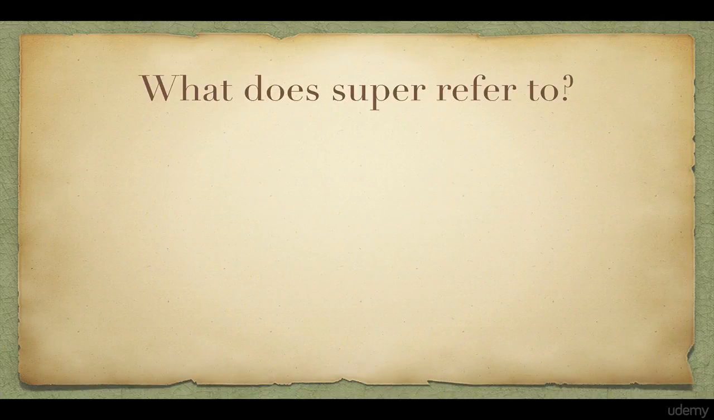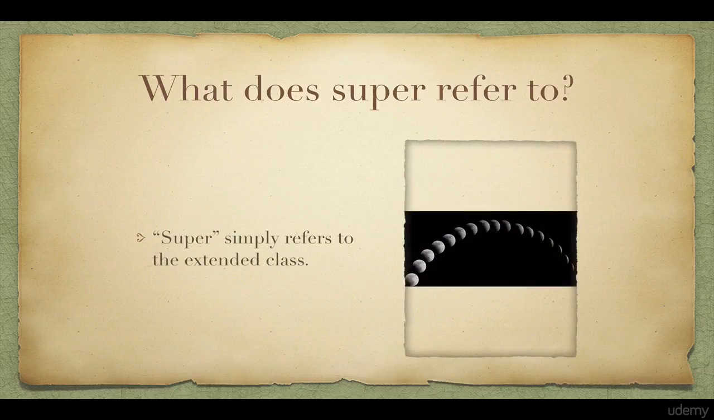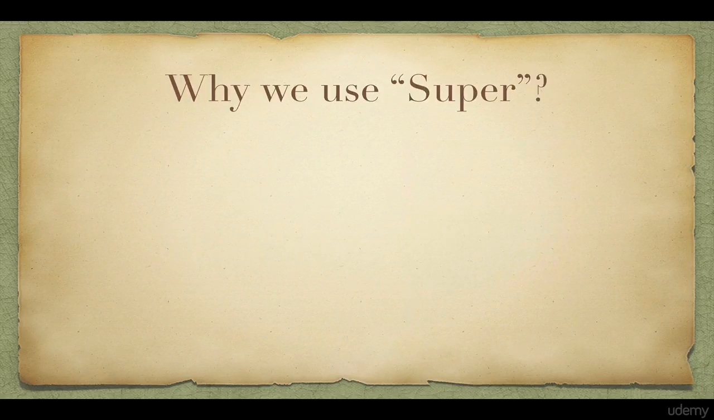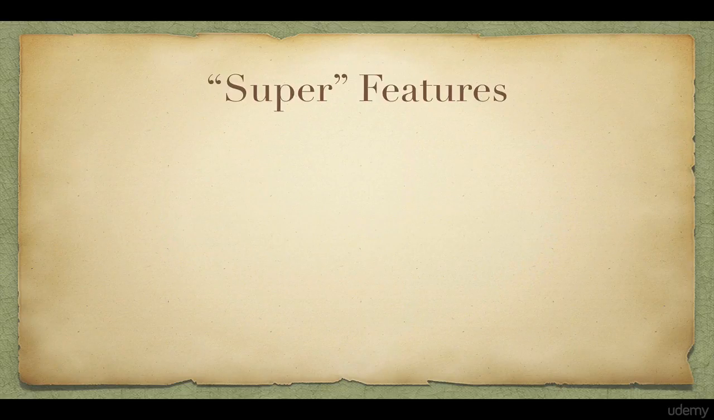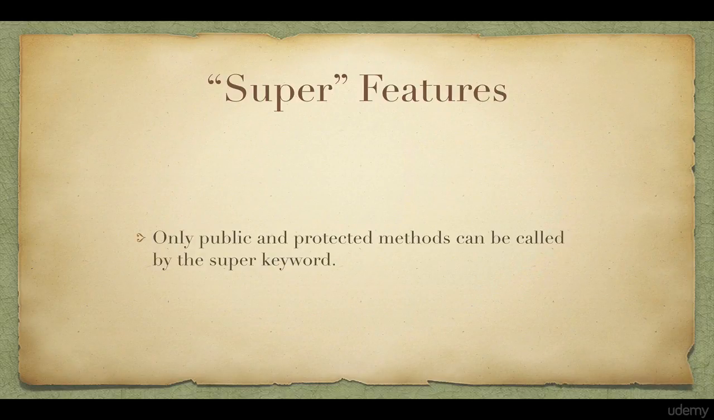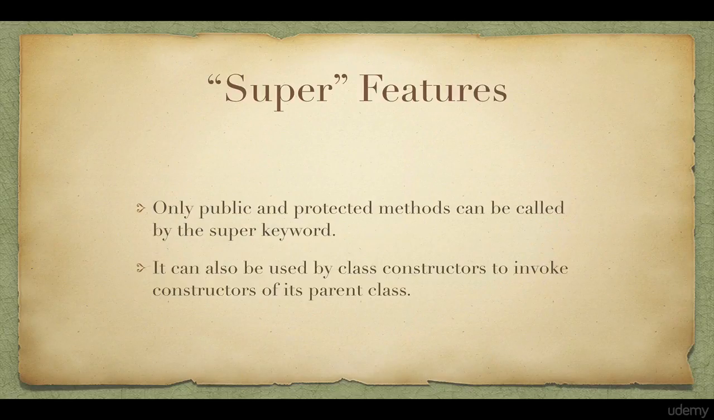So what does super refer to? Super simply refers to the extended class, to the superclass. Why do we use super? It is used inside a subclass method definition to call a method defined in the superclass. So let's talk about super features. Only public and protected methods can be called by the super keyword. It can also be used by class constructors to invoke constructors of its parent class.